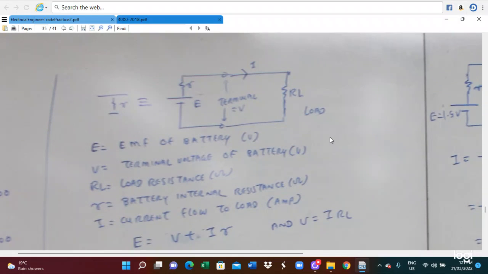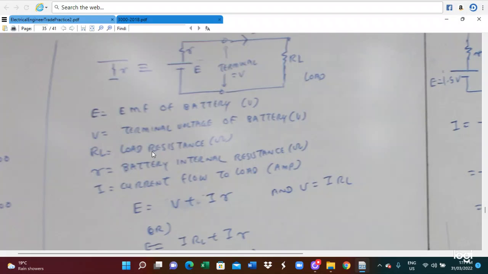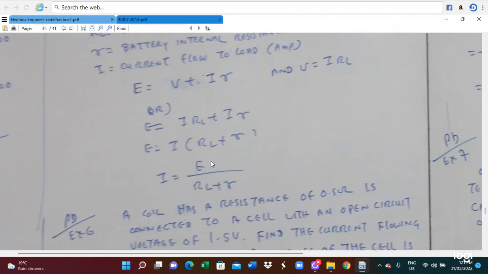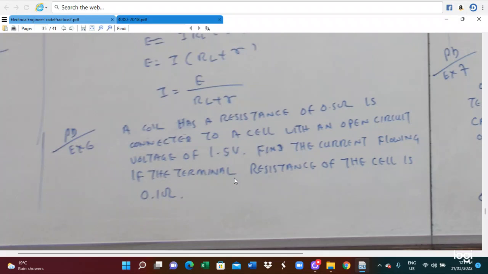So this will be the connection of the battery. E is the battery emf, V is the terminal voltage, and I is the load current. Small r is the battery internal resistance. So I is the current flowing to the load. So E is V plus Ir. This is the way we calculate it. So I equals E divided by r plus R.